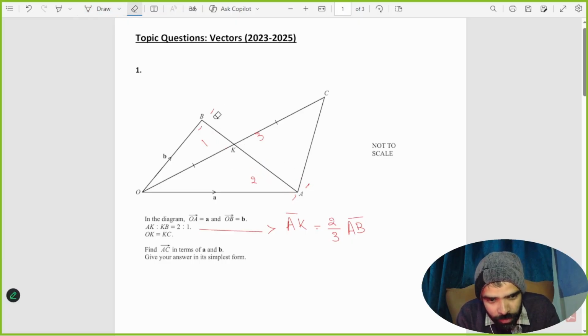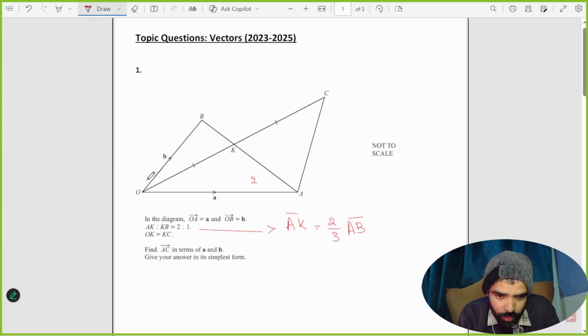Now from the given information we can write this. The next is OK equals KC. So this one, OK is also equal.